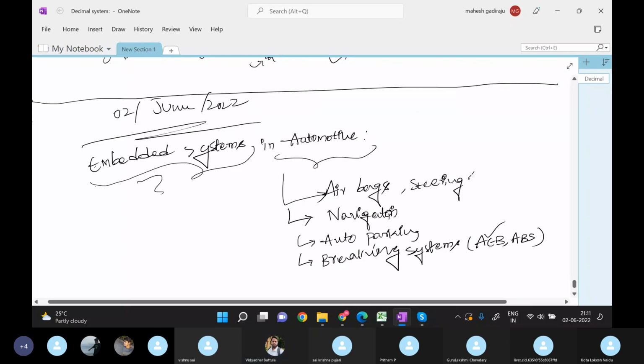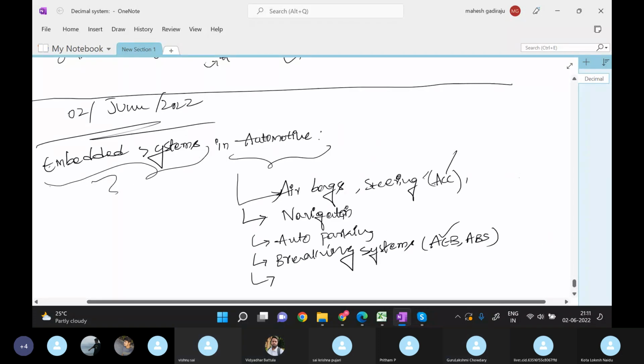Steering: someone said it, how are you using embedded systems in the steering? Controlling radio. ACC, adaptive cruise control, is a combination of the brake, steering and acceleration. Everything will come. Sensors, someone said it, parking sensors, that will also come into the picture. But this is a kind of different topic. This is the odd one out here in this case.